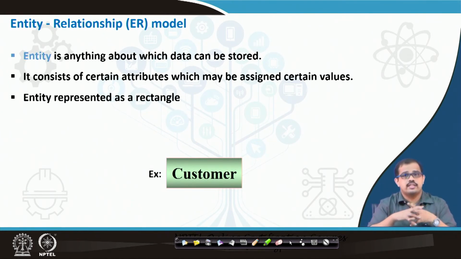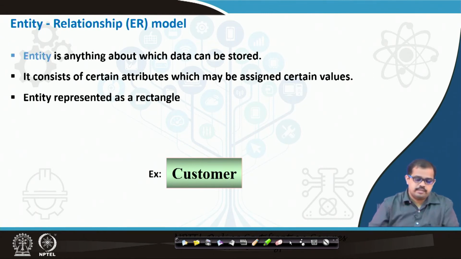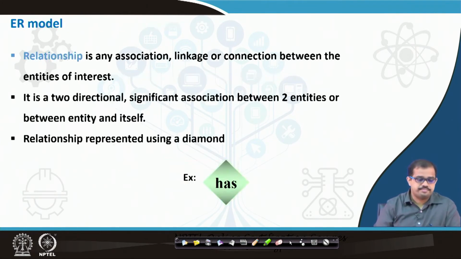Then it consists of certain attributes which may be assigned certain values, as I said, your UID number, your PAN number, all these are attributes of that entity. Then an entity is represented in the form of a rectangle in terms of a database. For example, I am trying to represent an entity of a customer. So the entity customer is saved in the form of a rectangle.